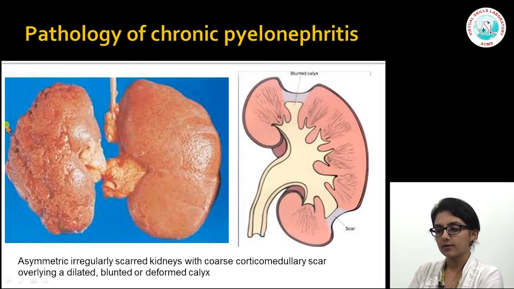Compared to acute pyelonephritis, here you can see the gross of a case of chronic pyelonephritis.